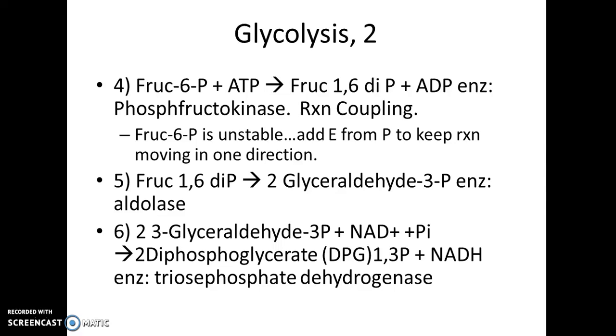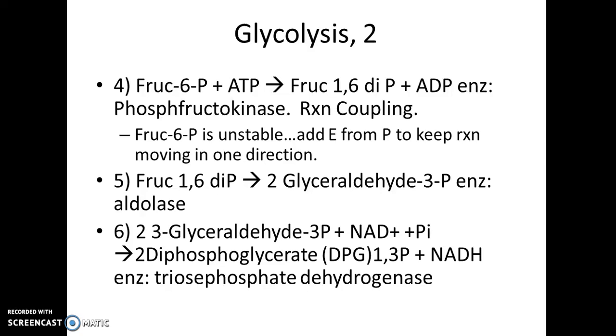It adds the phosphate to the first carbon of fructose. That's why it's fructose 1,6-diphosphate. And the enzyme, we know that it needs to be a kinase. So it is phosphofructokinase that adds the phosphate from the ATP to the first carbon of fructose 6-phosphate. So it becomes fructose 1,6-diphosphate. Keeps everything moving in one direction.